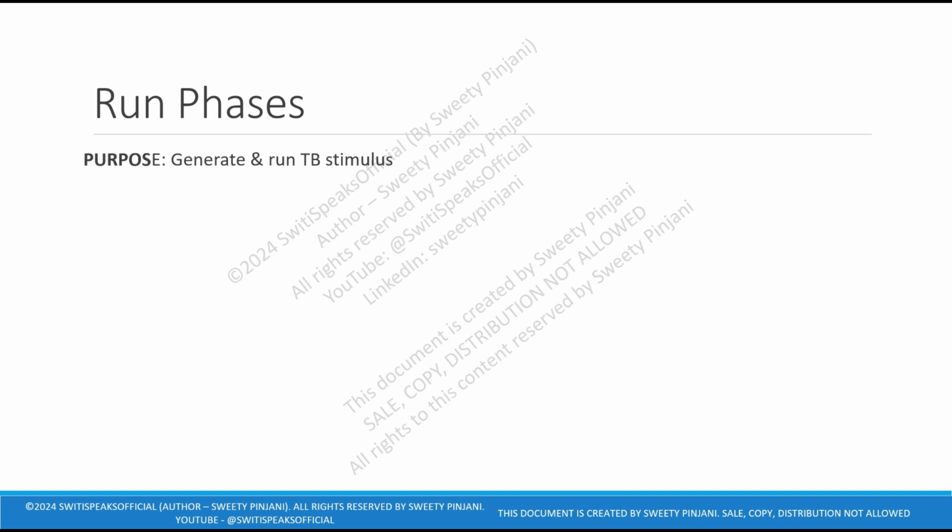What are the run phases? The run phases' main purpose is to generate and run your test bench stimulus. Here in the run phase, remember we will have start of simulation first.